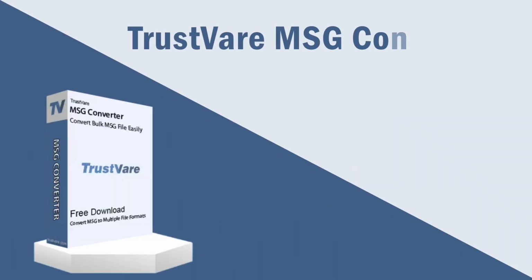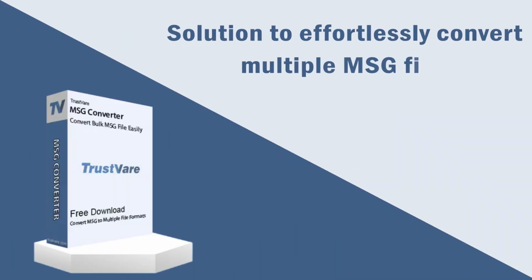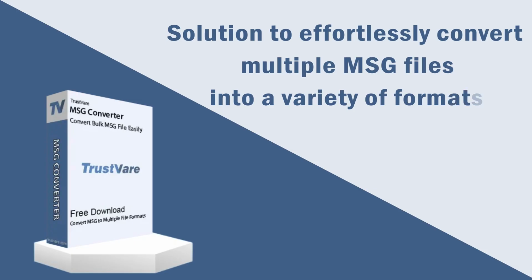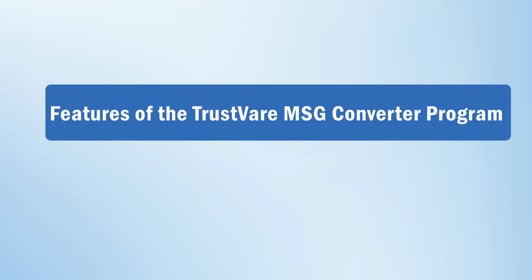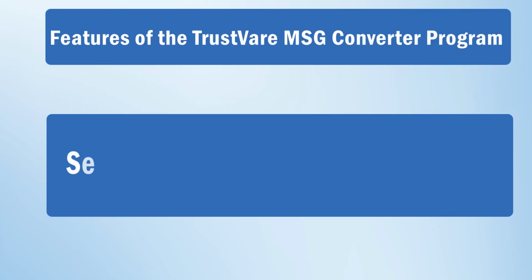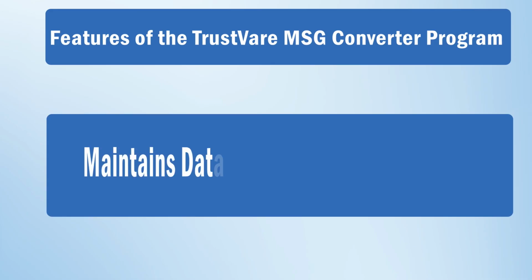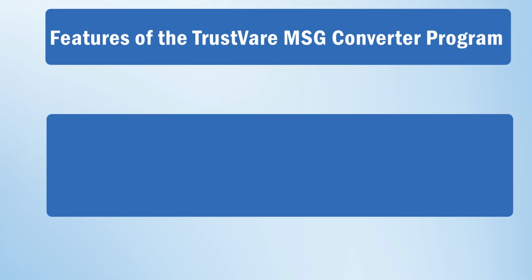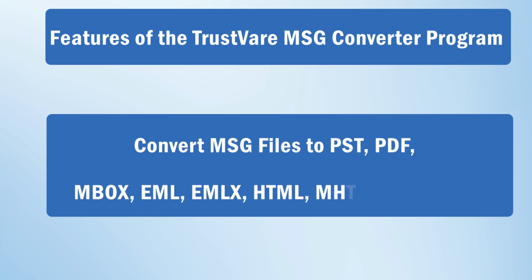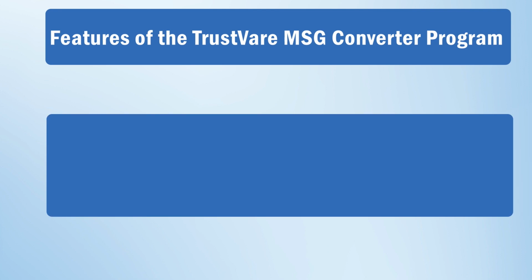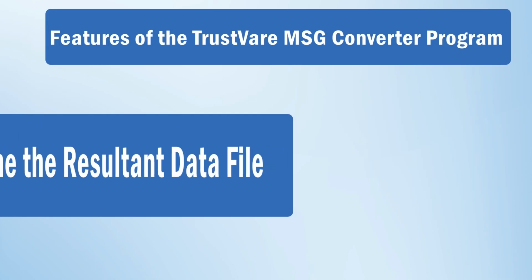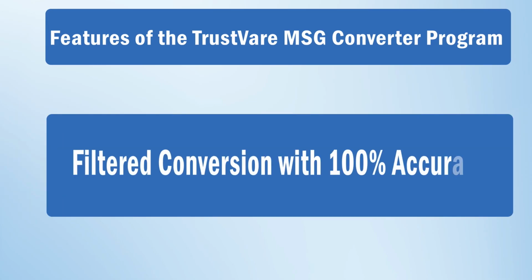Welcome to TrustVare MSG Converter, the ultimate solution to effortlessly convert multiple MSG files into a variety of formats. Features of the TrustVare MSG Converter program: selective MSG file and folder migration, migrate multiple MSG files without restrictions, maintains data integrity during conversion, convert MSG files to PST, PDF, MBOX, EML, EMLX, HTML, MHTML, and more. Option to name the resultant data file. Filtered conversion with 100% accuracy.